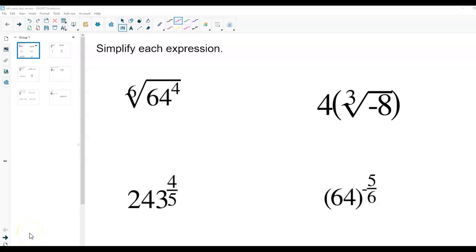So the first thing you'll have on your test is just simplifying expressions using the numbers. Okay. So in this case, we have the 6th root of 64 to the 4th power. Remember, you can kind of do what you want in the calculator, and the order doesn't matter technically to get the answer. My advice is to apply the index before you apply the exponent. The 6th root of 64 is 2. And then I'm going to apply the exponent. And that's going to be 16.